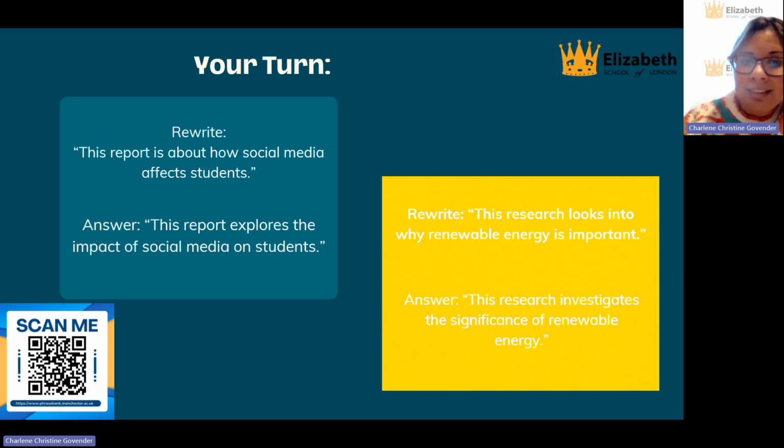Let's have a look at the next sentence. So here we're going to rewrite the following sentence. This research looks into why renewable energy is important. So how could you rewrite it? Now, if your answer didn't match mine, that's perfectly okay because if you paraphrase, we all do that completely differently from each other. So as long as it matches what your sentence topic was about, you are in great hands.